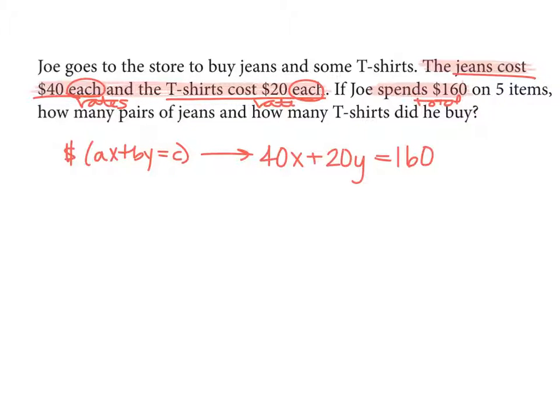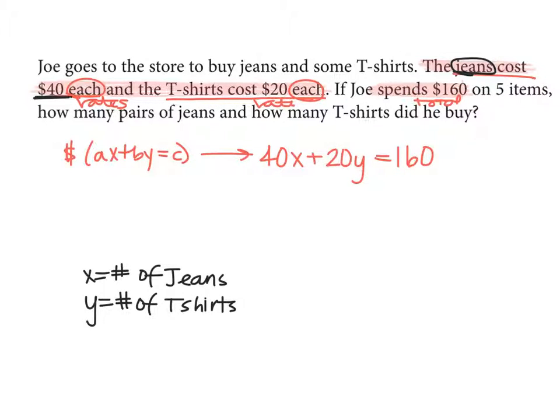Now at this point, I'm actually going to skip down for a minute and go ahead and tell myself what x and y stand for. This is pretty easy. 40 is for each, that's $40 for each jean. So x is for the number of jeans that he bought. And then 20 is the cost for each T-shirt. So y is going to be the number of T-shirts.